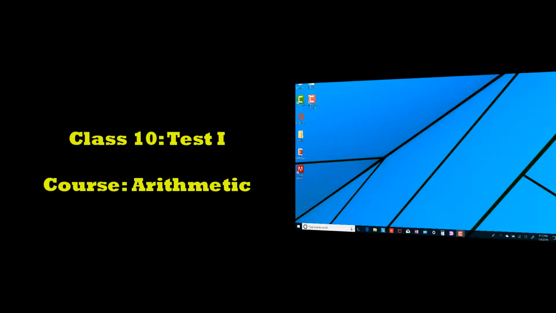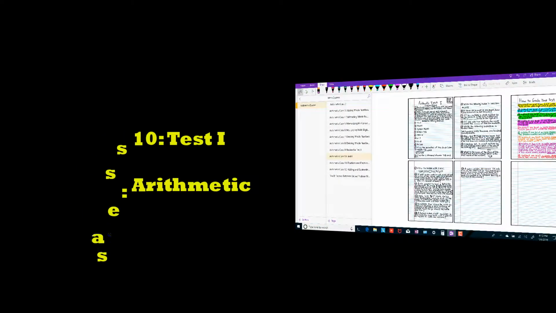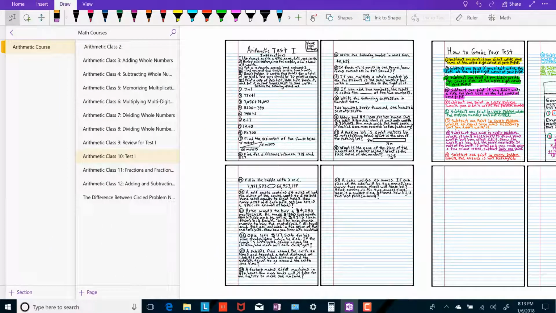This is class 10 of my arithmetic course. Today we're going to be taking a test. Now if you're in this class, that means you finished the practice test from class 9. You've done all the studying that you need to do to prepare for this test. Now you only get one shot at this test.